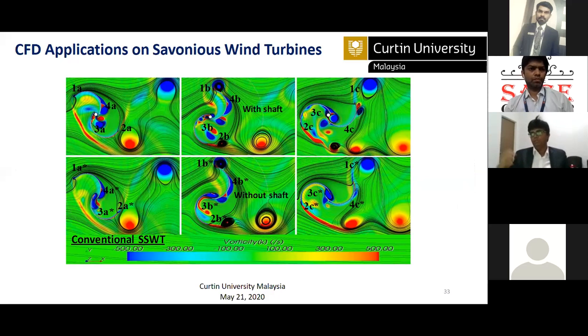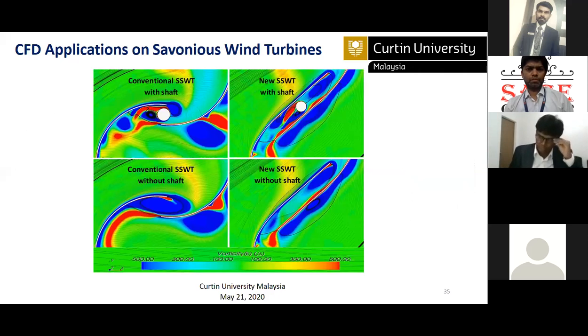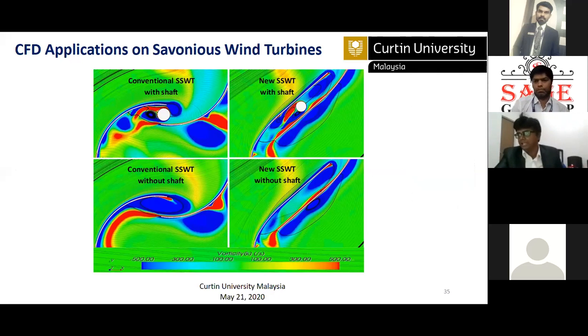Because when we go for the design of a vertical axis turbine, generally we do the simulation without considering the shaft. That is a very common practice in the simulation industry for vertical axis turbines. We are not considering the shaft, so we tried to see how it is implemented for the new design as well as for the conventional design, if we consider it and if we don't consider it.